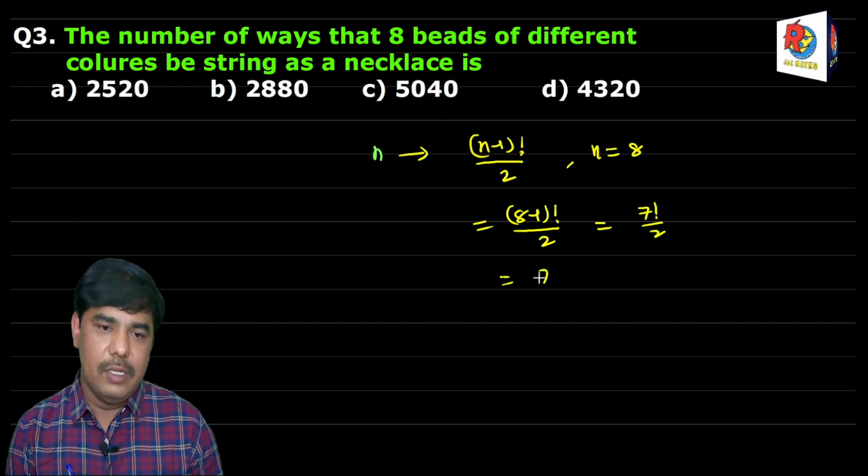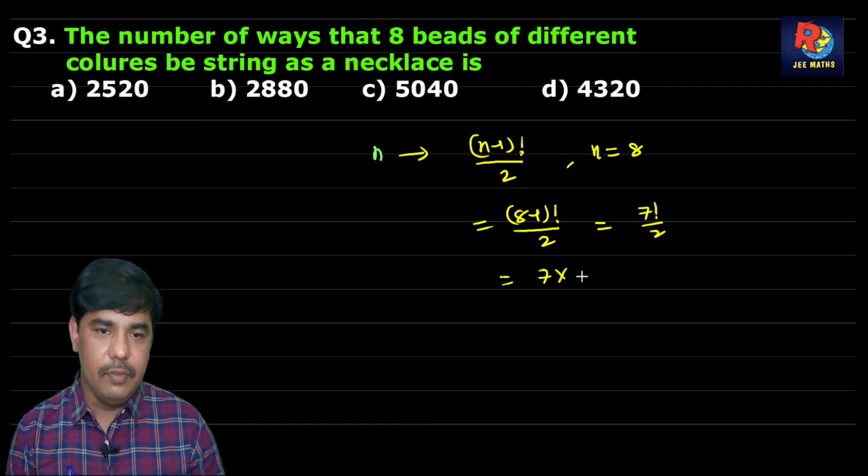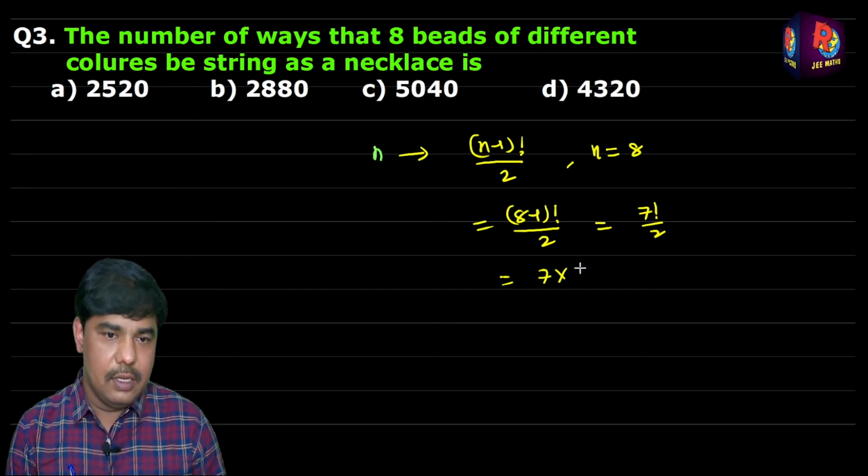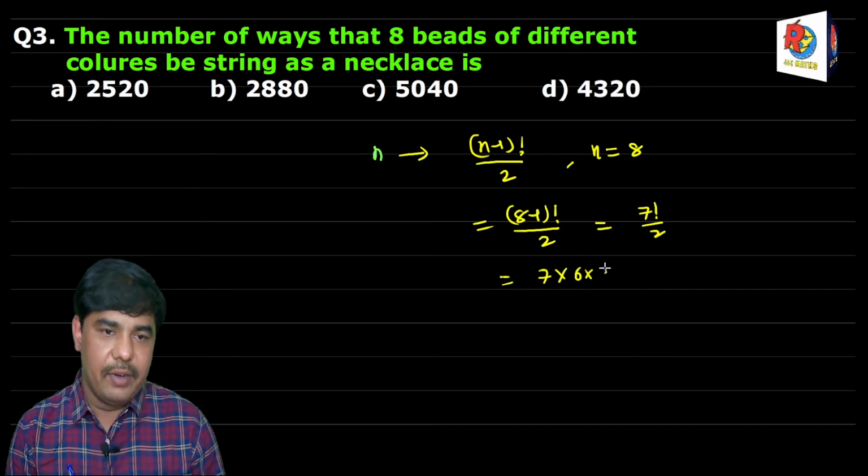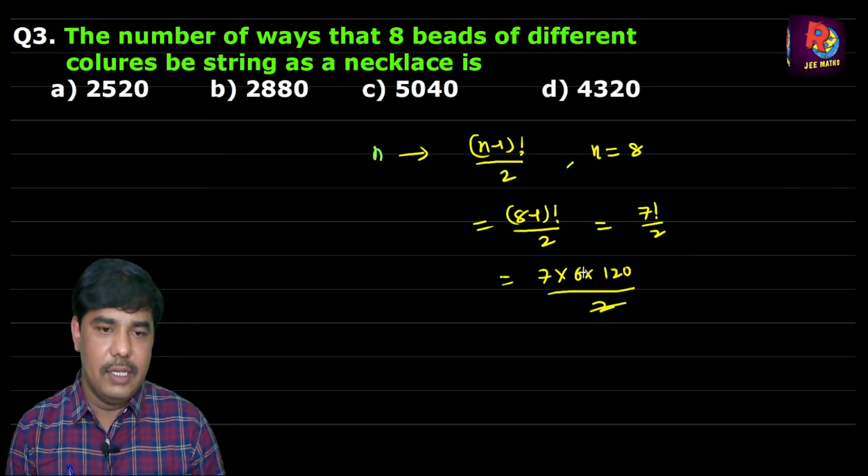7 factorial means 7 into 6 into 5 factorial. The value of 5 factorial is 120, and we know the value 2. So you just need to cancel. If I cancel this one, 3.